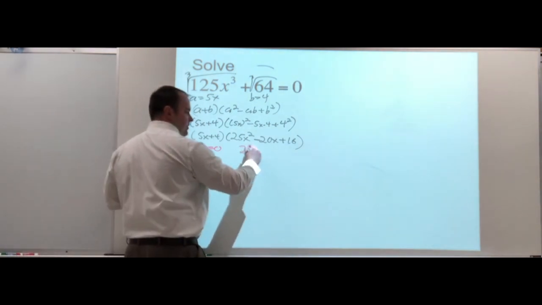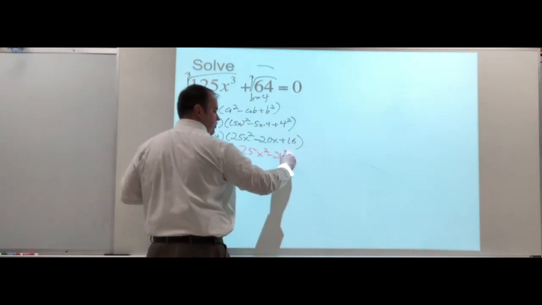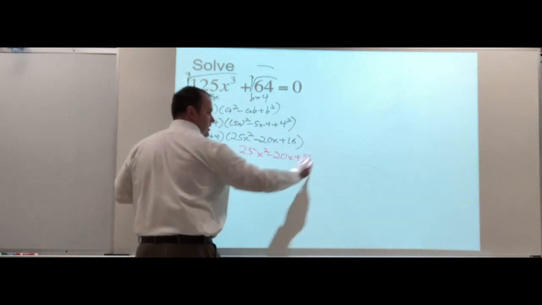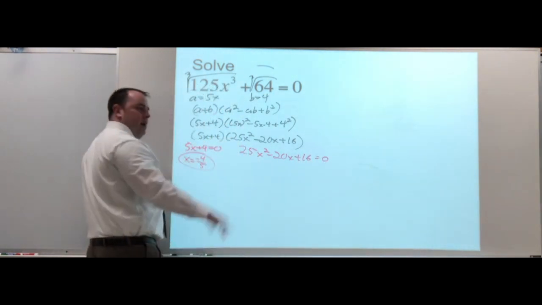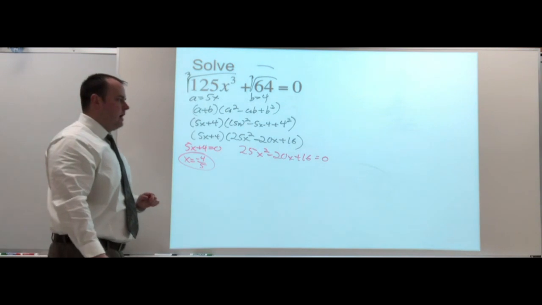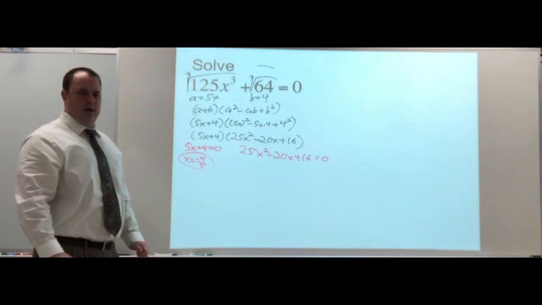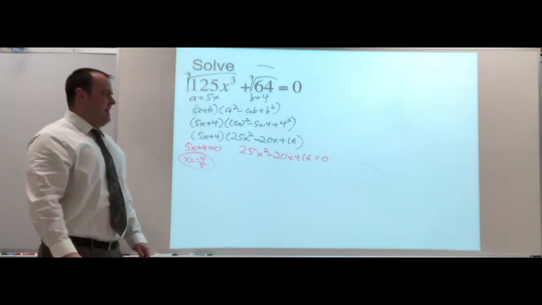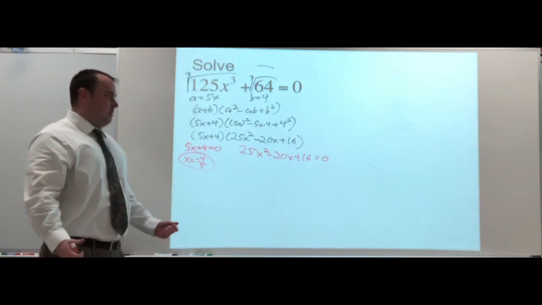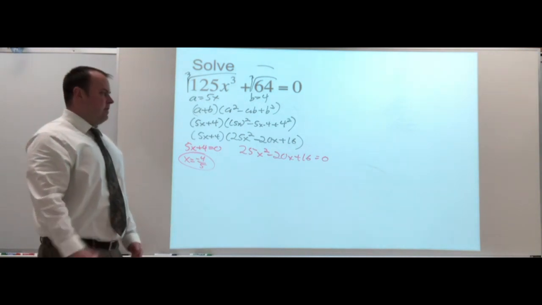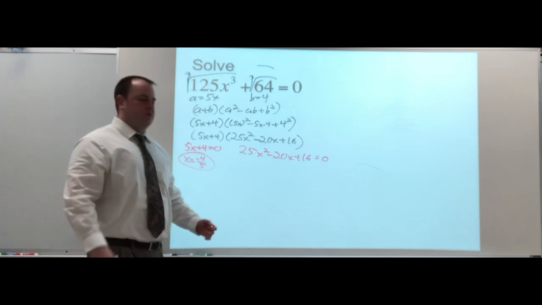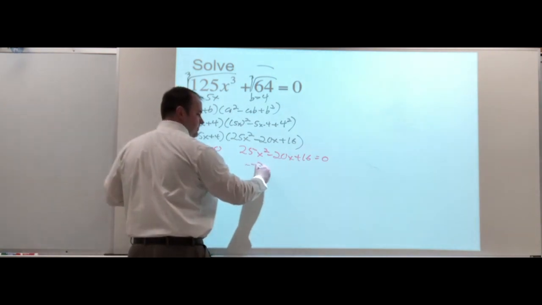Over here now, 25x squared minus 20x plus 16 equals 0. And I'm going to do the quadratic formula again. I'm going to tell you a lot of times these will not work out nicely, so factoring is going to be very rare to be able to do here. I'm not saying it's never going to happen, but I feel like the quadratic formula is nicer because it's always going to get us our solutions.